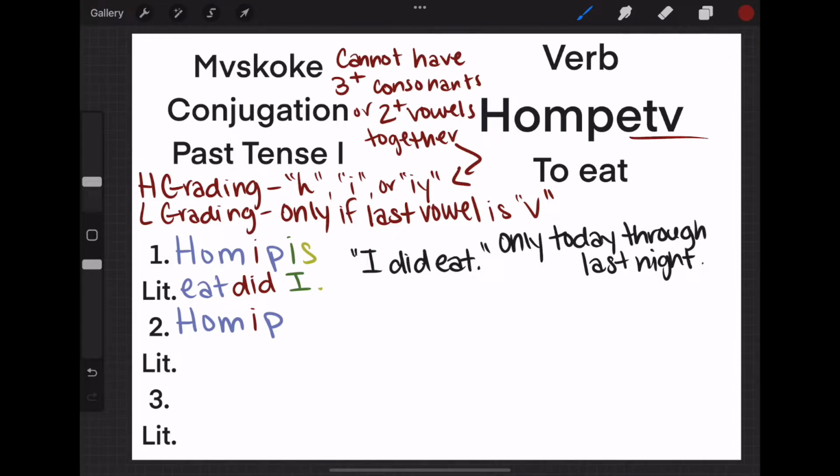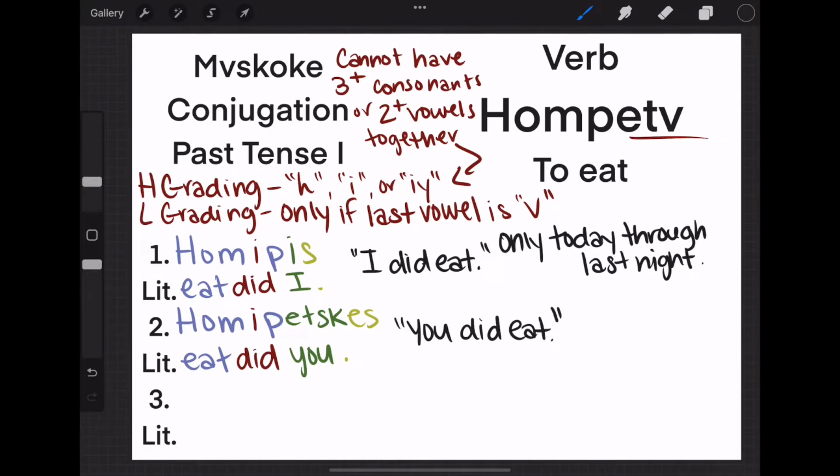Moving on to our second person conjugation, again we'll start with writing down our verb stem, H-O-M-P, then adding in our past tense 1 indicator, I, or A in Mvskoke, and then we'll add in the second person indicator, itsk, and our declarative ending, es. Homeibitskis. This literally translates to eat did you, or you did eat. And again, just as a reminder, this is only for today through last night, or you can think of it as a 24-hour period.